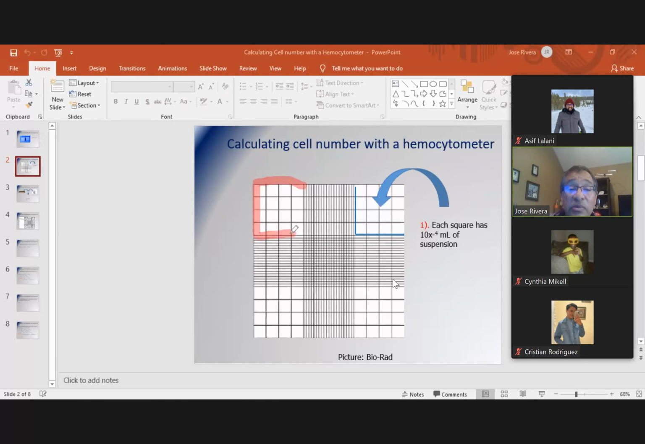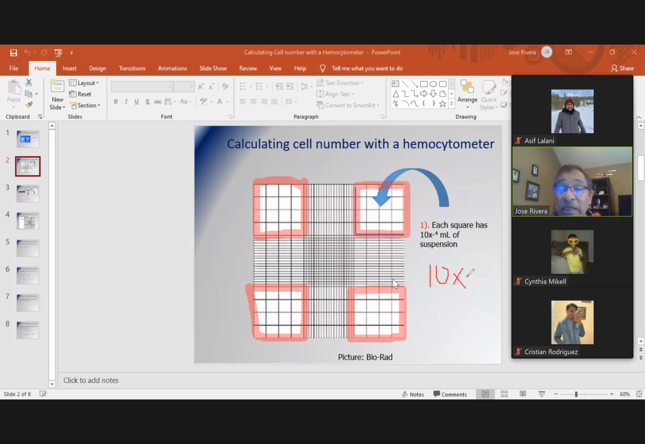To the edge. Okay, so you're going to get this quadrant right here, the one with the bigger squares, and then you look at this quadrant here. So basically the four corners. So you have four quadrants, and you can name them 1, 2, 3, and 4. And then the volume that fits into these quadrants has already been determined. And so the volume here is 10 to the negative 4 mLs. Okay, so this is the volume that fits in each one of these squares or quadrants.